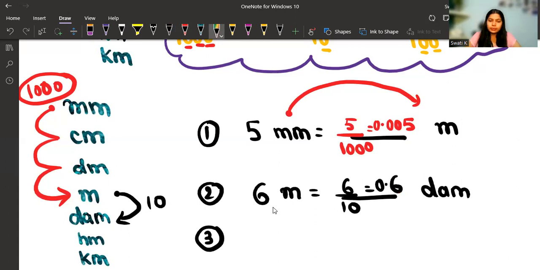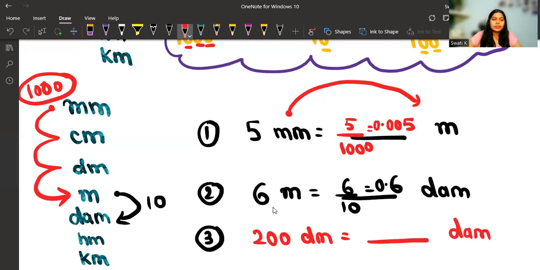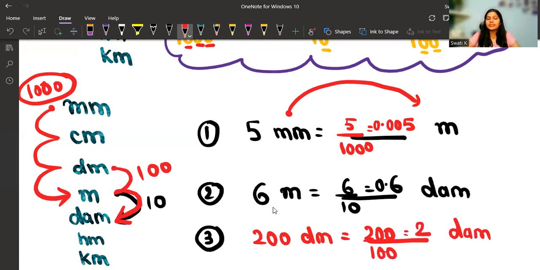Okay, let's take one more. This time, let's say 200 decimeter. Do not get confused between decimeter and decameter because decimeter is dm and decameter is dam. So 200 decimeter equals how many decameter? You are at decimeter, you have to go to decameter. So 1 step and then 2 steps. That means 2 zeros, that means 100. So what is the answer? 200 divided by 100, it's not even a decimal number, it is simply 2. So the answer is 2.